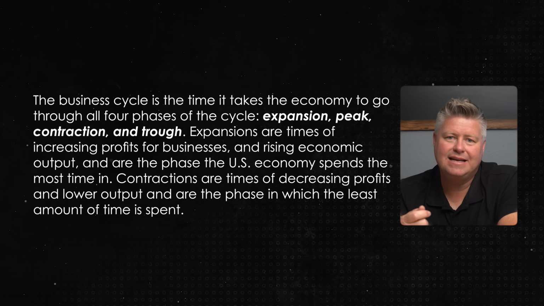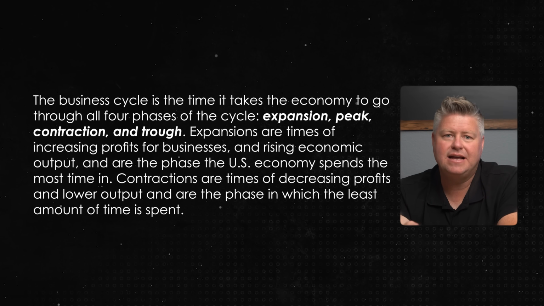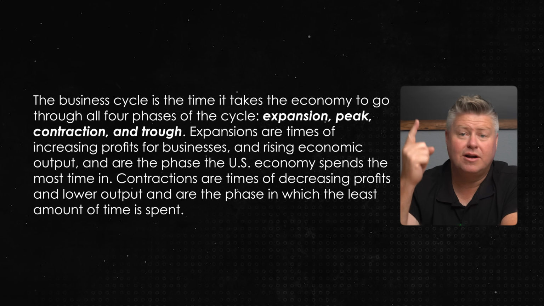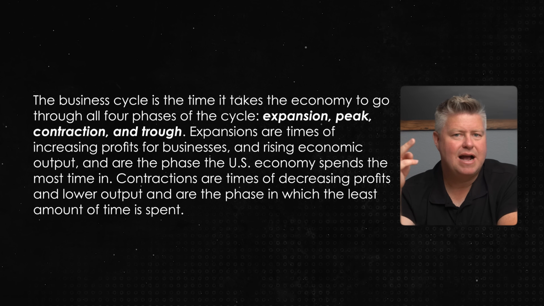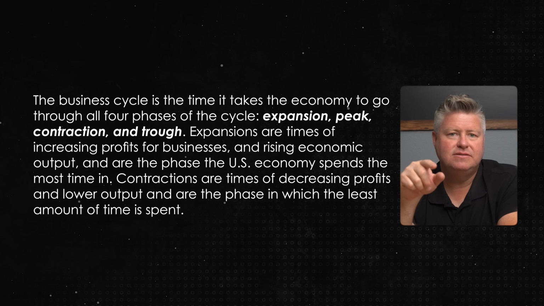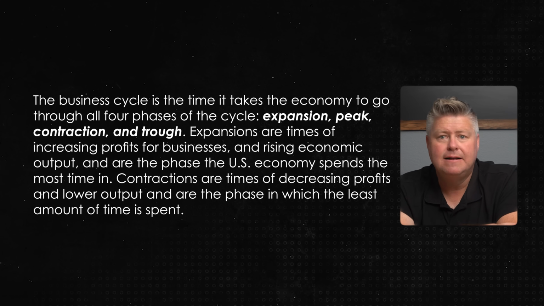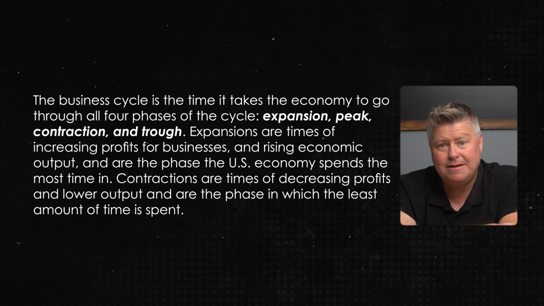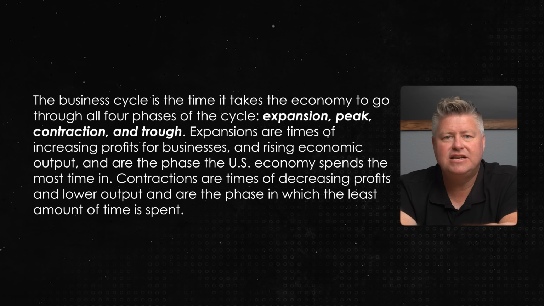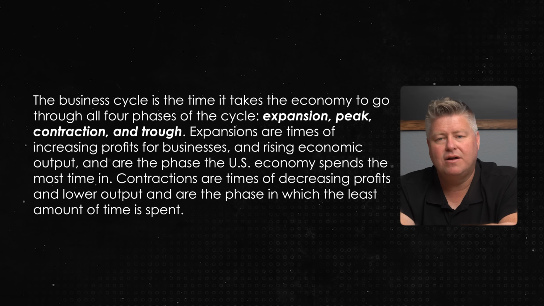So the bottom line, let's just nail this down. The business cycle is the time it takes the economy to go through all four phases of the cycle, which are expansion, peak, contraction, and trough. Expansions are times of increasing profits for businesses and rising economic output, and are the phase the U.S. economy spends the most time in. Contractions are times of decreasing profits and lower outputs, and are the phase in which the least amount of time is spent. I hope you got something out of this, because we are seeing the business cycle turn down, and it's going to get scary in the future.